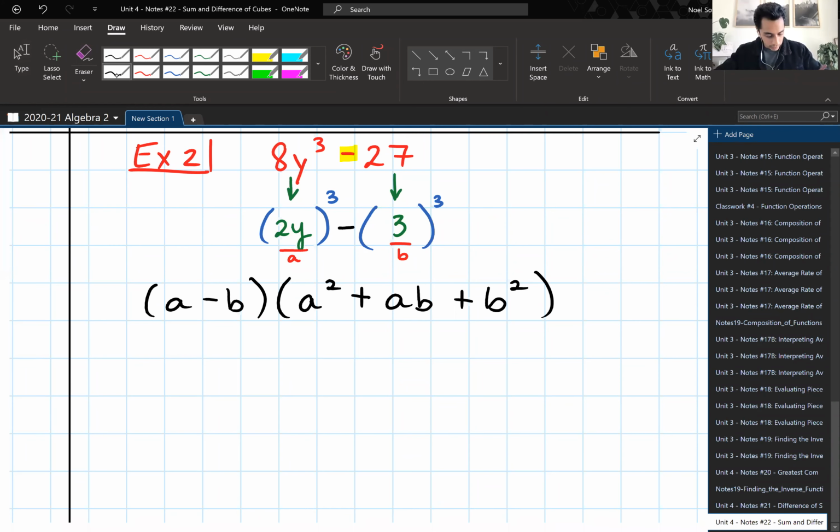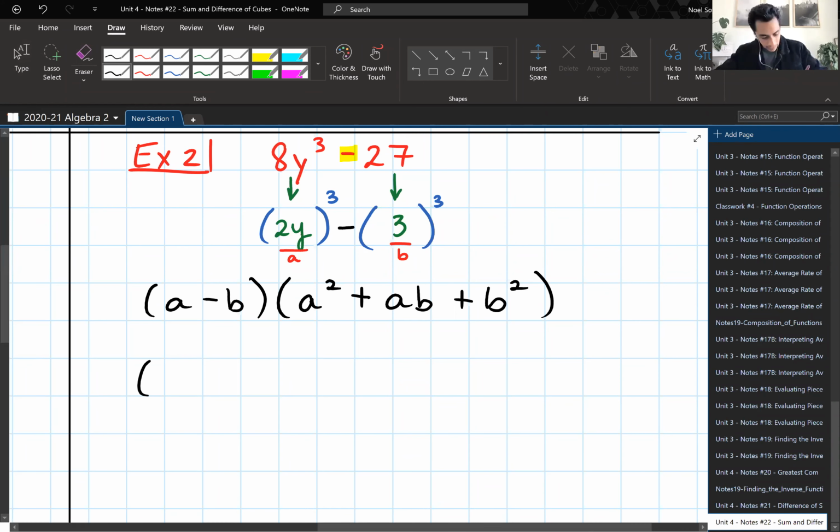All right. So let's start substituting. Instead of A, my A term is just 2y, minus, instead of B, my B term is just 3. When you get to the squaring part, I recommend you start using parentheses. Here's the reason why. A lot of times, students make the mistake of just writing it as 2y squared. But that wouldn't be correct because your A term is 2y. So it needs to be 2y, the whole thing squared.